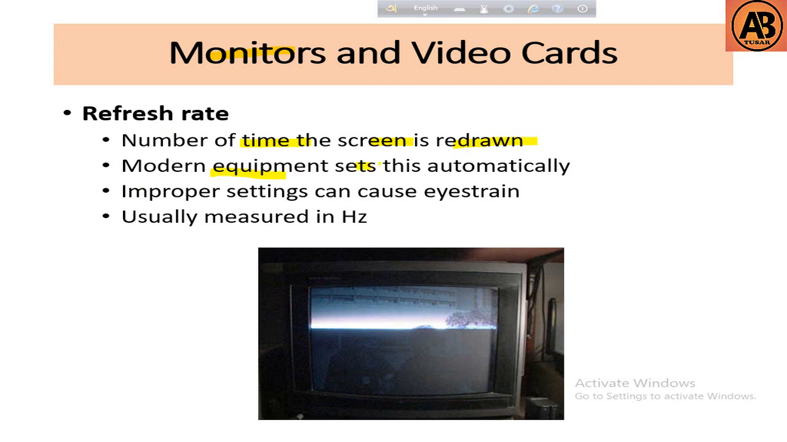Modern equipment sets this automatically. Improper settings can cause eye strain. That means improper settings cause our eye strain. Refresh rate is usually measured in hertz.